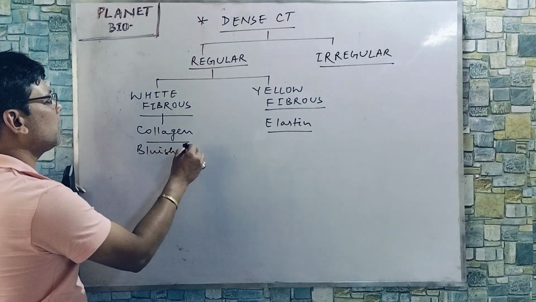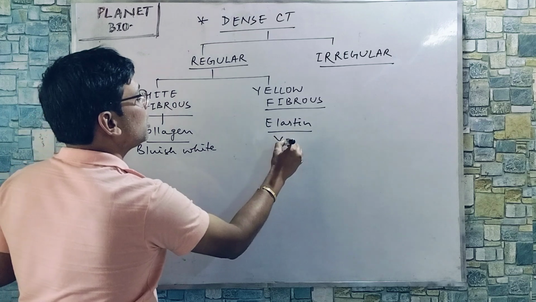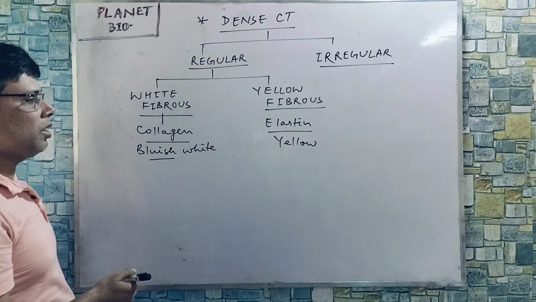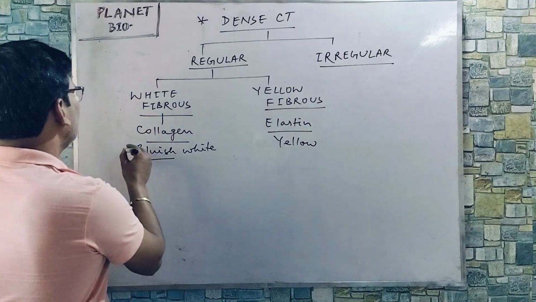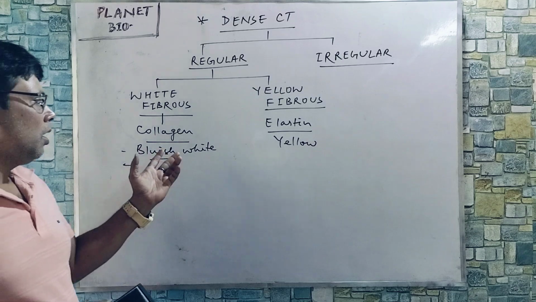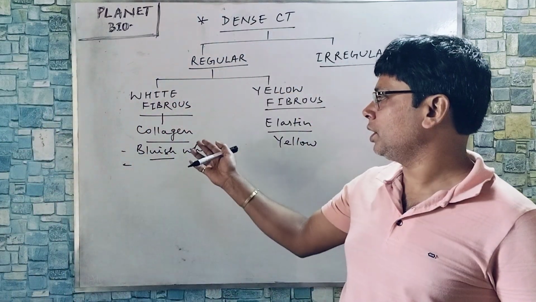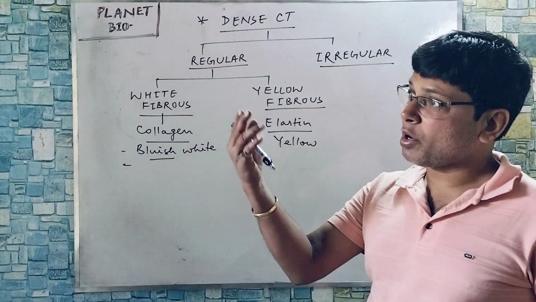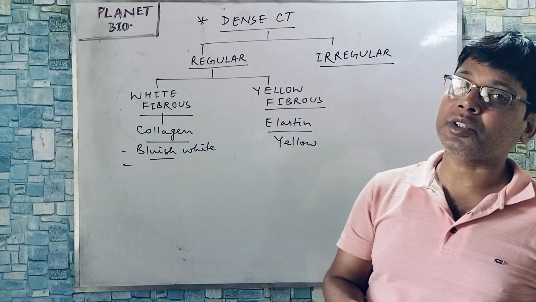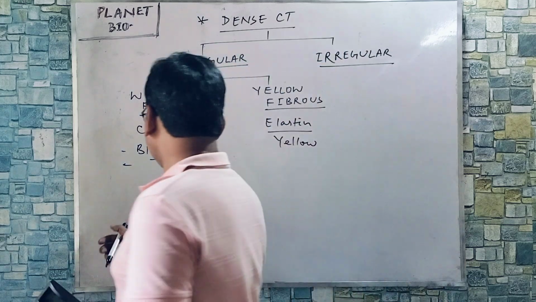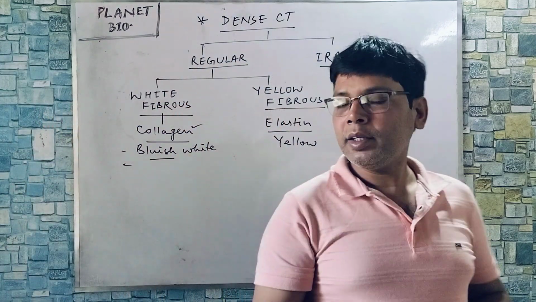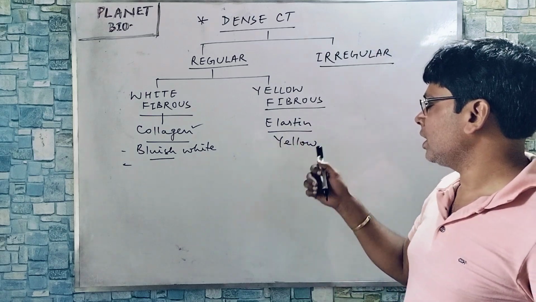This is bluish white in color. This is yellow in color. You can say glistening white, shining white. And this is yellow. This is made up of collagen protein. This is made up of elastin protein. In our body, collagen is the most abundant protein. And in the biosphere, you can say the most abundant protein is rubisco, ribulose bisphosphate carboxylase oxygenase. This is the enzyme. So collagen is the most abundant protein in our body, and it is bluish white in appearance, and here it is elastin.